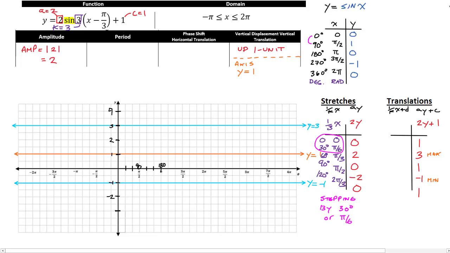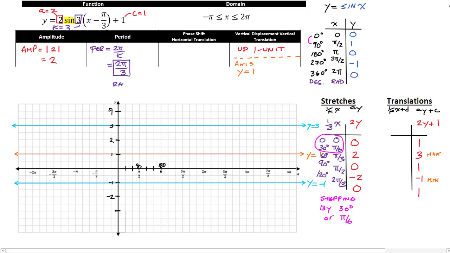Now, we've got to talk about the period. So how do we get the period? Earlier on in the lesson, I talked about how the period is determined from this formula. The period is 2 pi divided by k. All right, so what is k in this case? It's 3, right? So 2 pi divided by 3. That's our period, in radians.